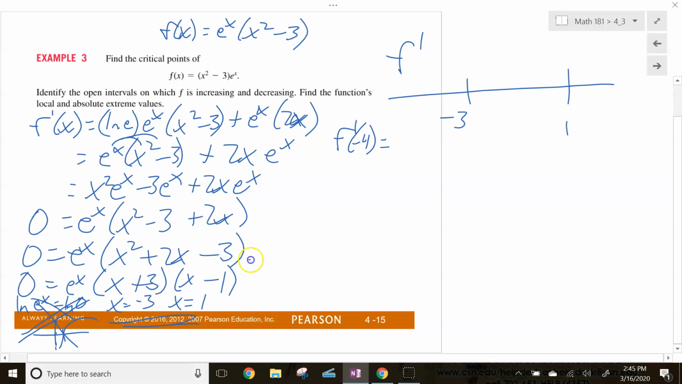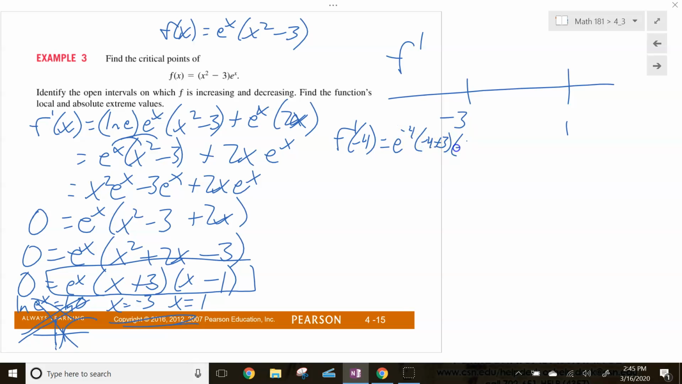So we're going to plug in something to the left, f prime of negative 4. I'm going to plug it in right here to my factored form of f prime. So I got e to the negative 4, negative 4 plus 3, negative 4 minus 1. So e to the negative 4 is 1 over e to the 4th. That's a negative 1, that's a negative 5. Now remember, e is just 2.718, so we got 1 over 2.718 to the 4th. That's a positive number, and then negative 1 times negative 5 is a positive number. Positive times a positive is a positive. That's all I care about, this thing is positive.